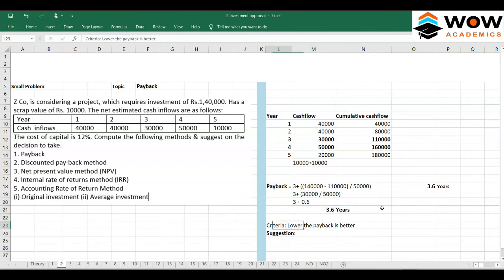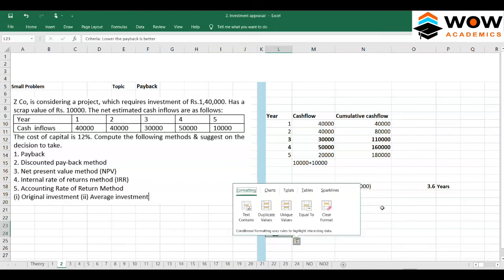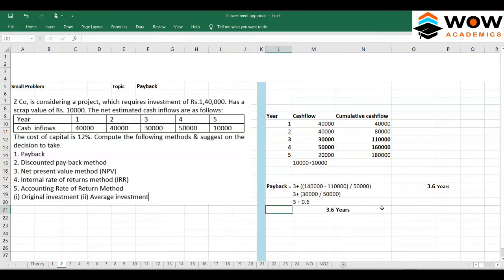In some problems they will ask you to give it in months. 3 years is fine, but 0.6 has to be converted into months. So what you have to do is put it like this. 3 years and 0.6, it's in years, right, into 12. So that will come to 3 years and roughly 7.2, or 7 months. So the answer would be 3 years and 7 months.